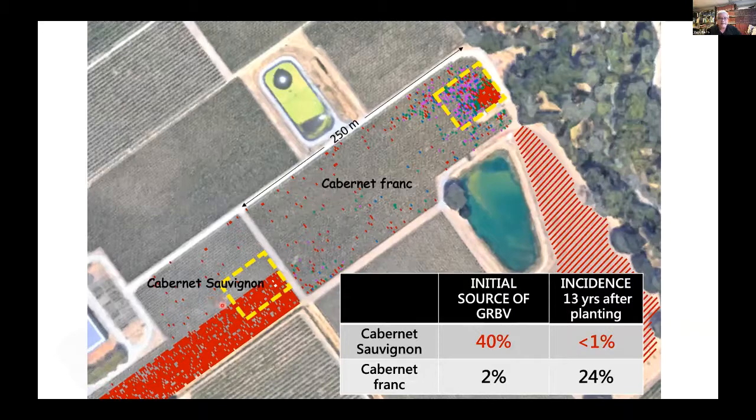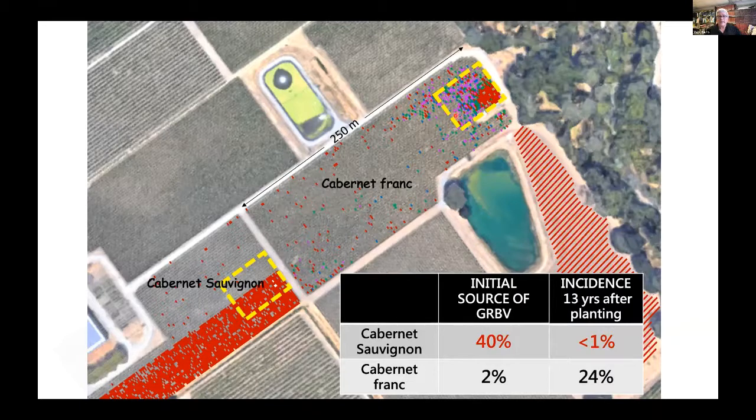So there is very little transmission from the segment of the Cab Sauv parcel that is infected to the healthy portion of the vineyard. Versus here, there is a little aggregation, but spread is rapidly occurring. How can we explain that?